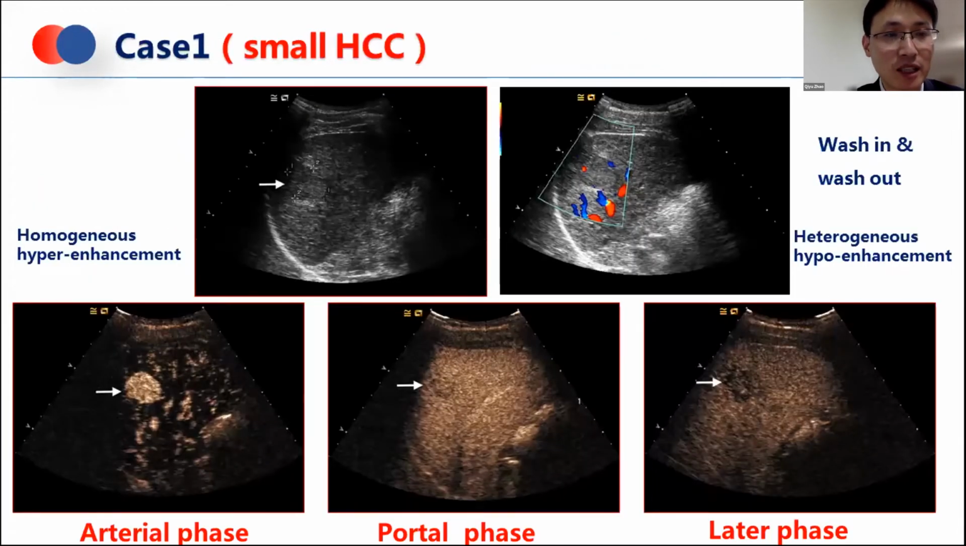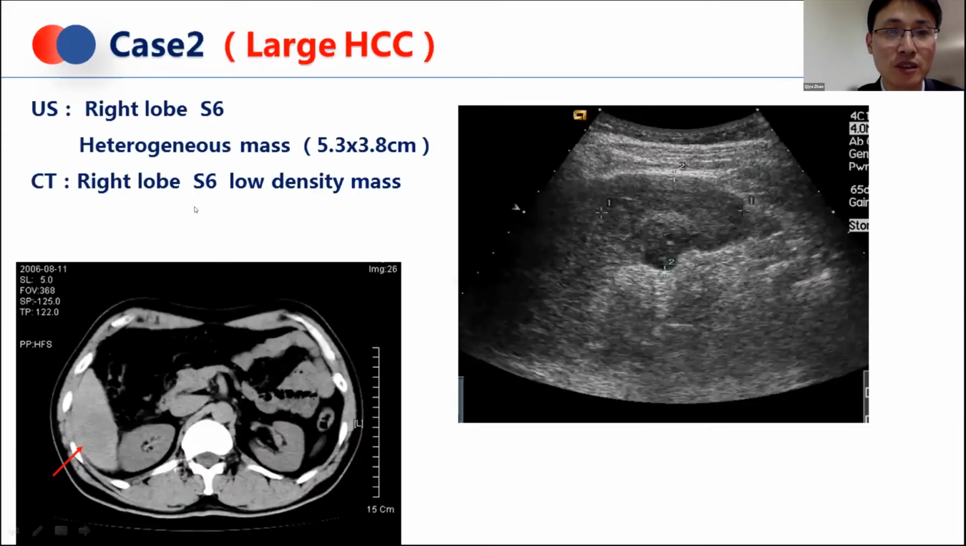Now let's see some cases. This is a small HCC, and we found homogeneous hyperenhancement in arterial phase, and in portal venous phase, we can see slight washout, and in the later phase, we can see clear heterogeneous hyperenhancement. So this nodule is wash in and wash out. We can diagnose this as HCC.